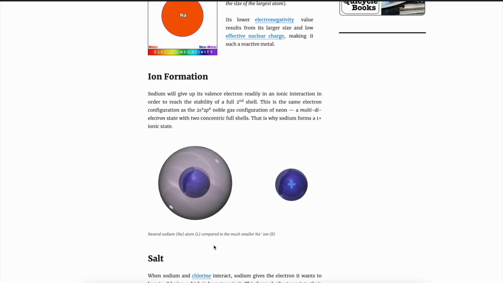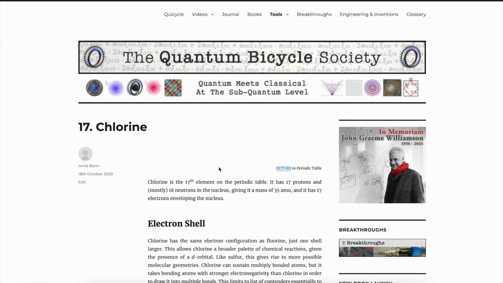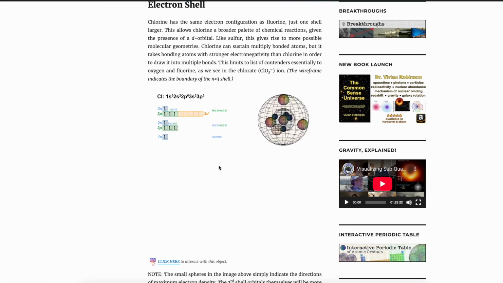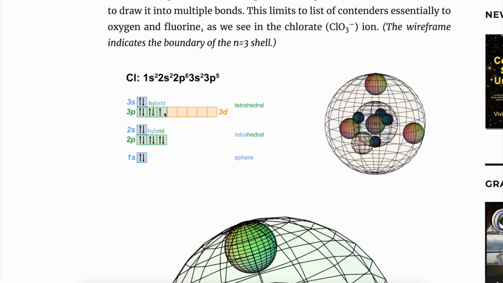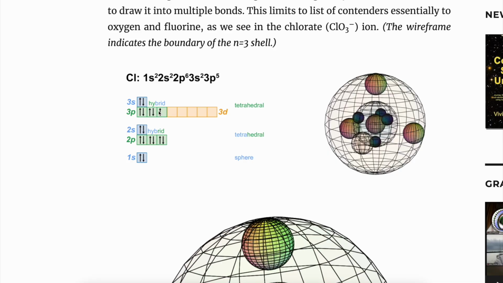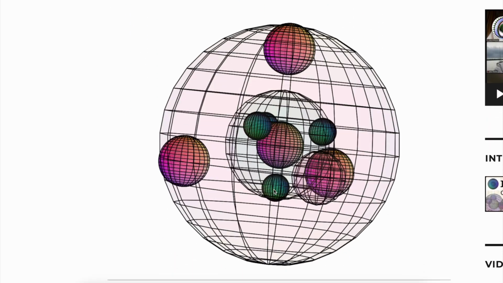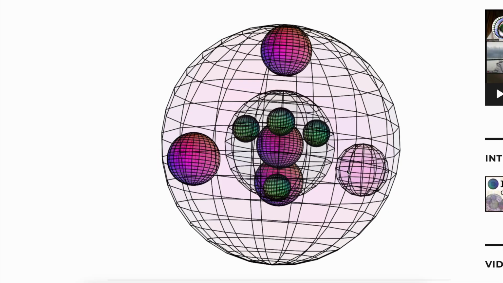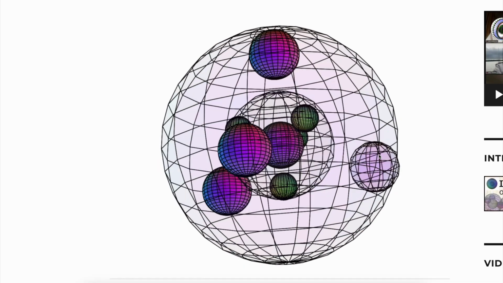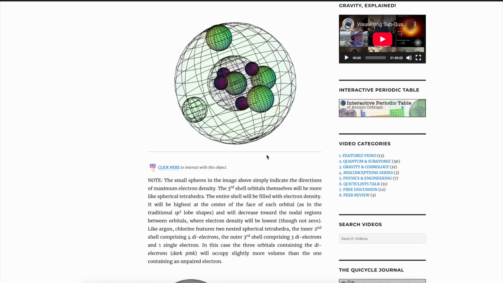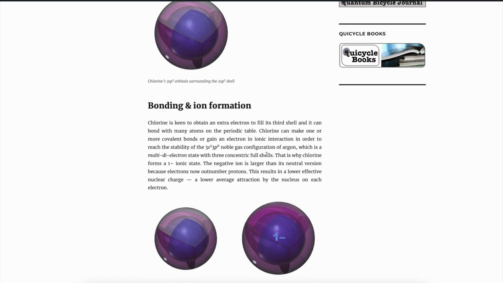Now, before we look at salt, let's look at chlorine, which is the partner of sodium in this interaction. Chlorine is one electron away from filling up its tetrahedral arrangement. It's like fluorine, but one shell bigger, which means chlorine is desperate to find one more electron to fill that orbital. So what happens is chlorine will form its ion by gaining an electron.